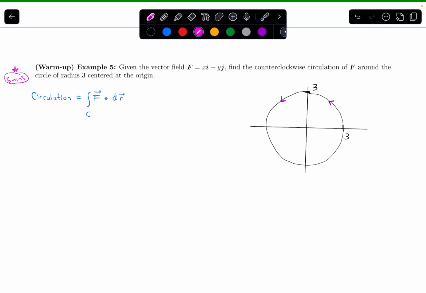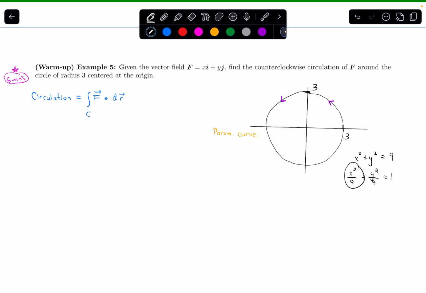Okay, so hopefully you paused it to try it. Let's talk about it. Remember that the way we get something like this started is, first I have to parameterize my curve. To do that, I can first write down the equation of the curve. This is x squared plus y squared equals the radius squared, which is going to be 9. And then similar to what I've done with ellipses, to parameterize those, let's divide the 9 over to get a 1 on the right. That gives me x squared over 9 plus y squared over 9 equals 1.